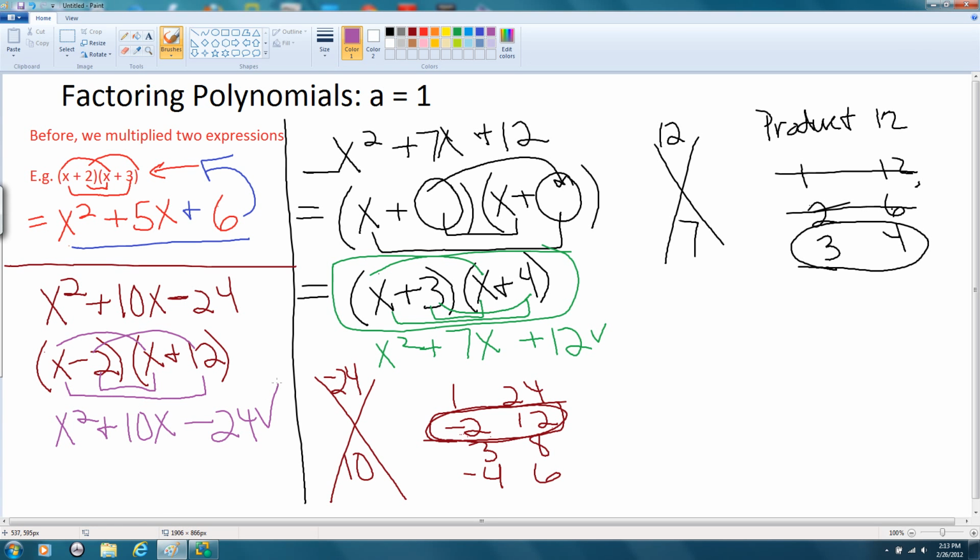So that's an introduction to this idea of factoring polynomials. I'll go ahead and end this one for now, and then we will be going on to some more complicated ones in the future.